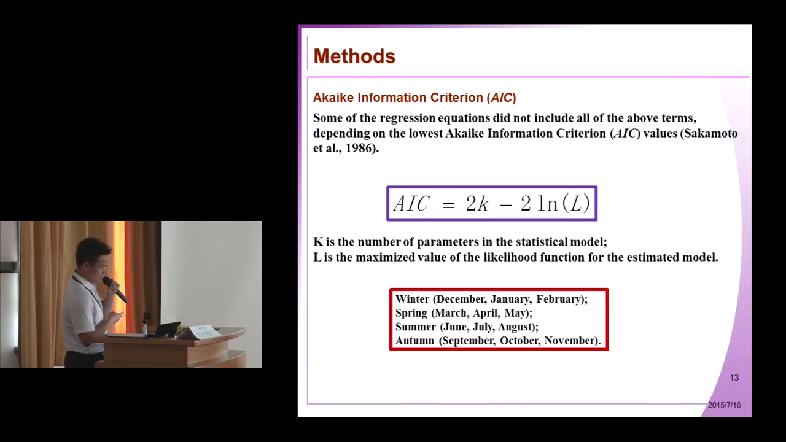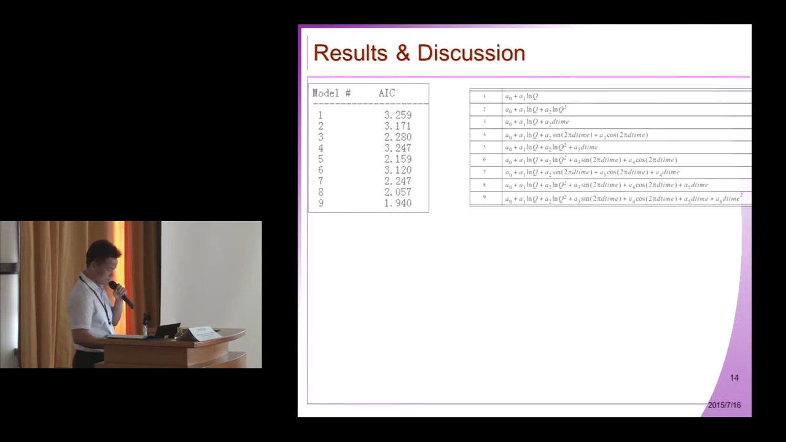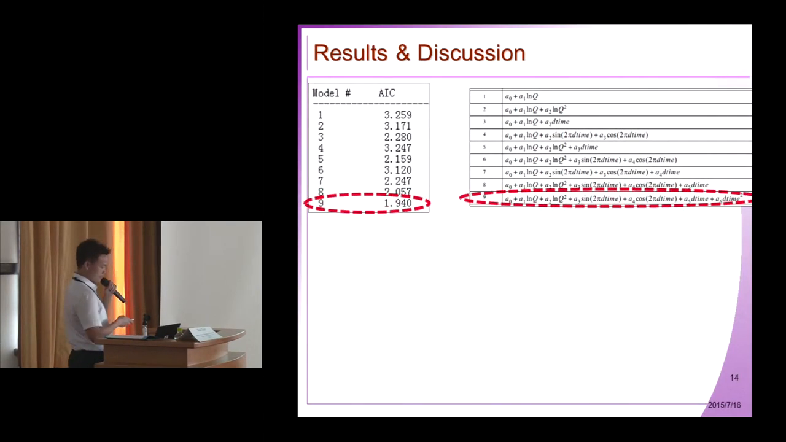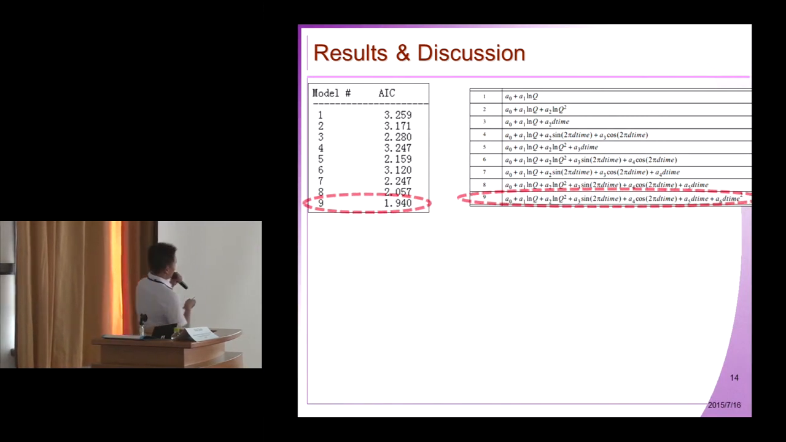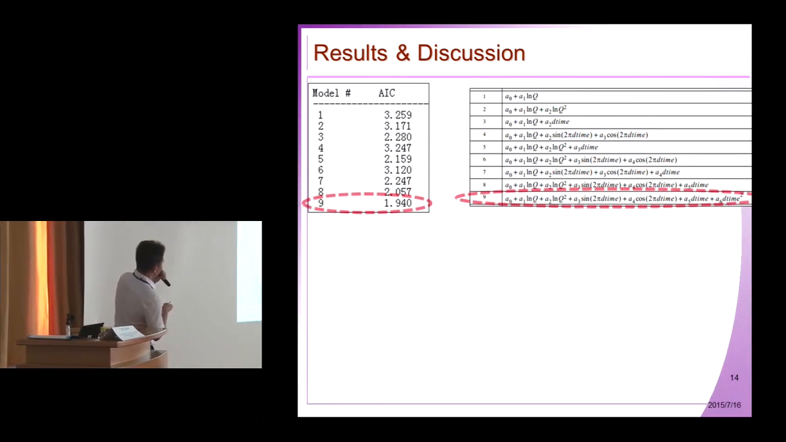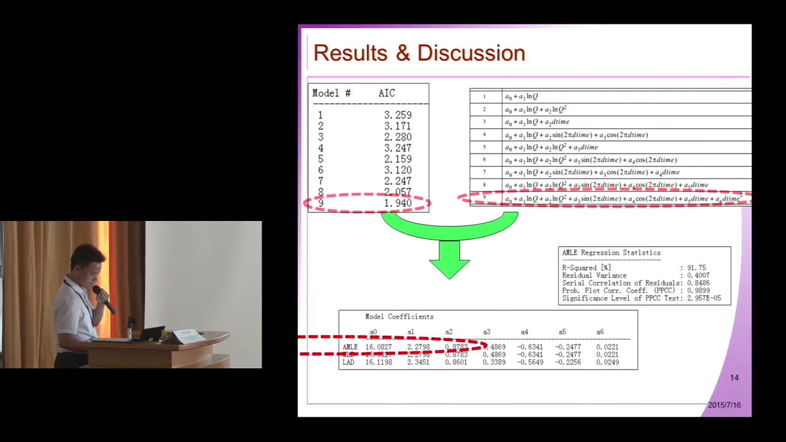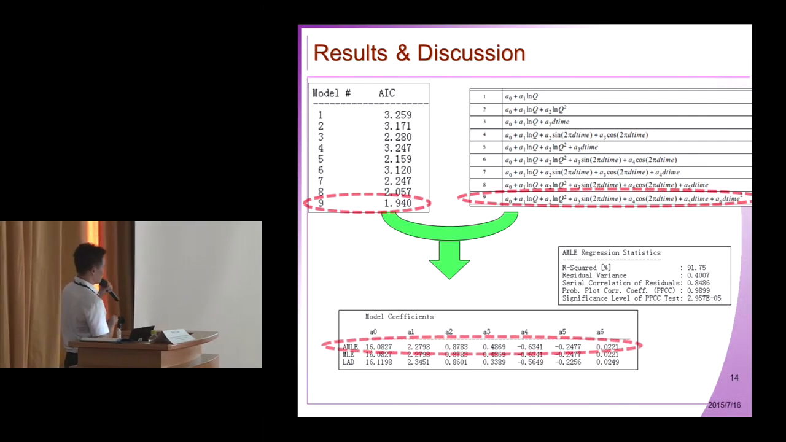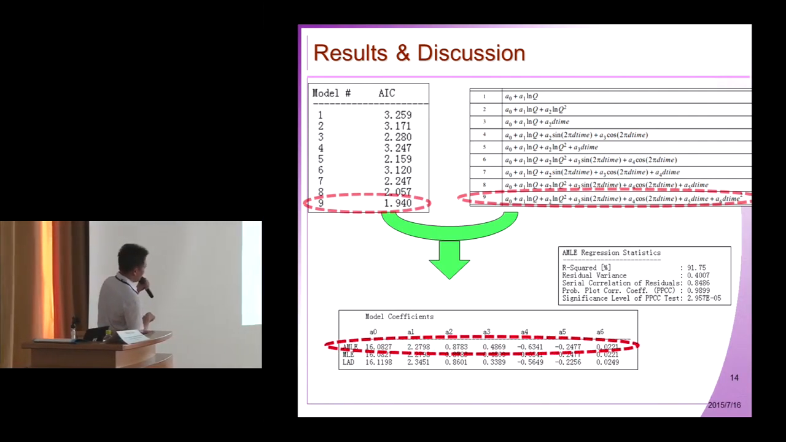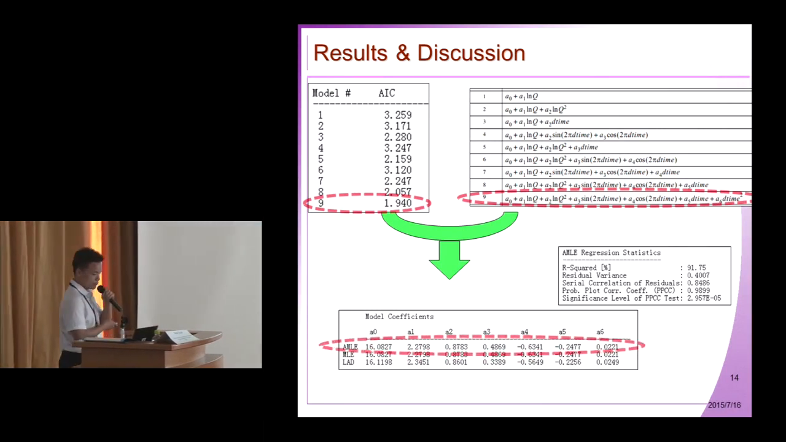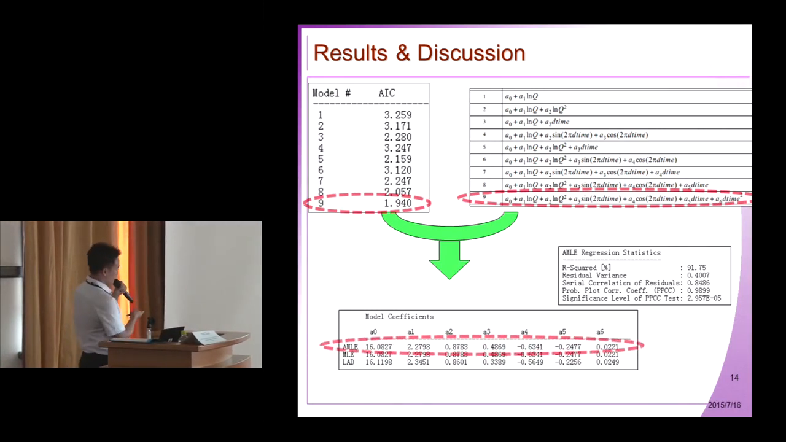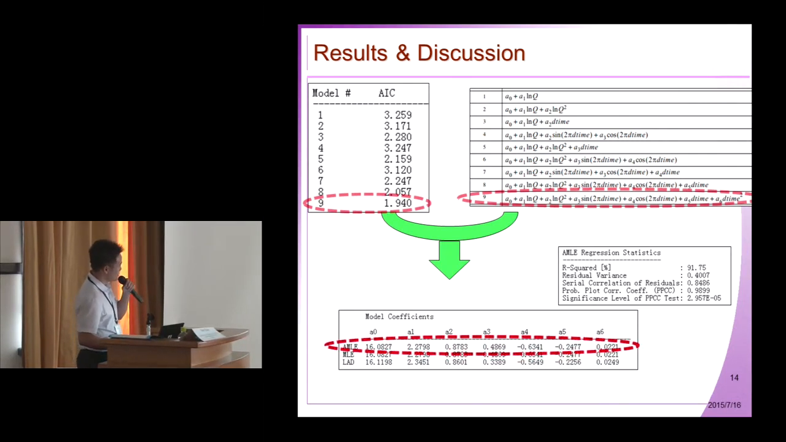This is the criteria to choose which equation. For example, this is how we choose the lowest AIC value to choose equation 9. And this is how to estimate every parameter for these equations. And we get the R square here. It's 0.917.